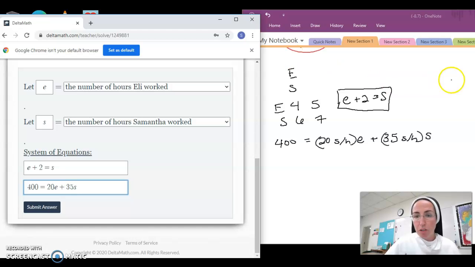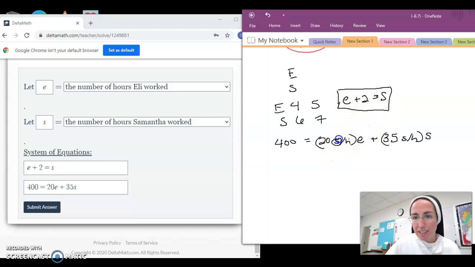35S. Don't be confused by the fact that I wrote in units, like here. This S is not the same thing as that S. This S is for shirts, and that S is for Samantha.